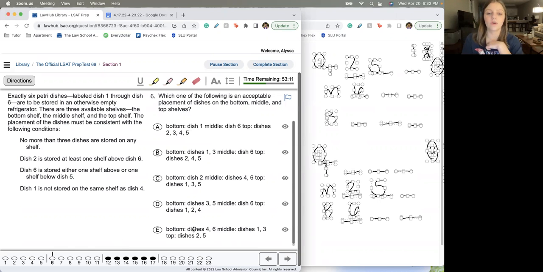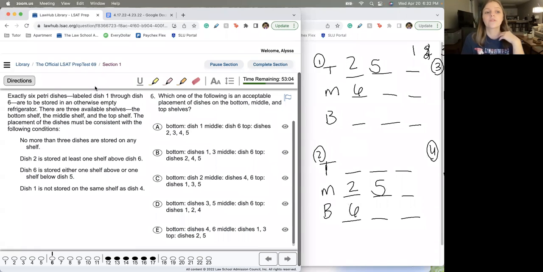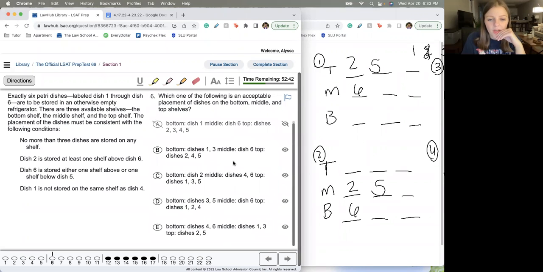So for these kinds of questions, I recommend going through the rules and eliminating the answer choices that are violating those rules. So for example, I'm going to look at rule 1. It says that no more than 3 dishes are stored on any shelf. I'm going to go through my answer choices and make sure that I have no more than 3 dishes on each shelf, which eliminates answer choice A, because on that top shelf, I have 4 dishes. So that's wrong. All my other ones are pretty good. I don't have any where I'm exceeding 3, so I can move on to my next rule.